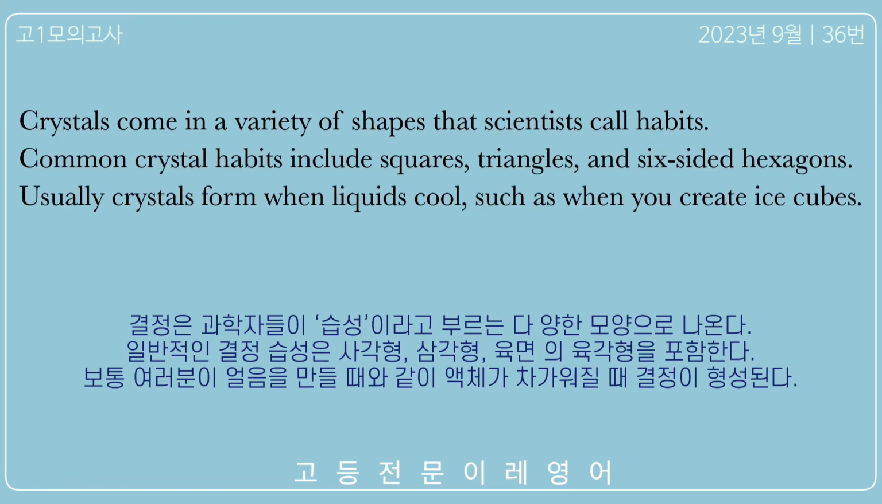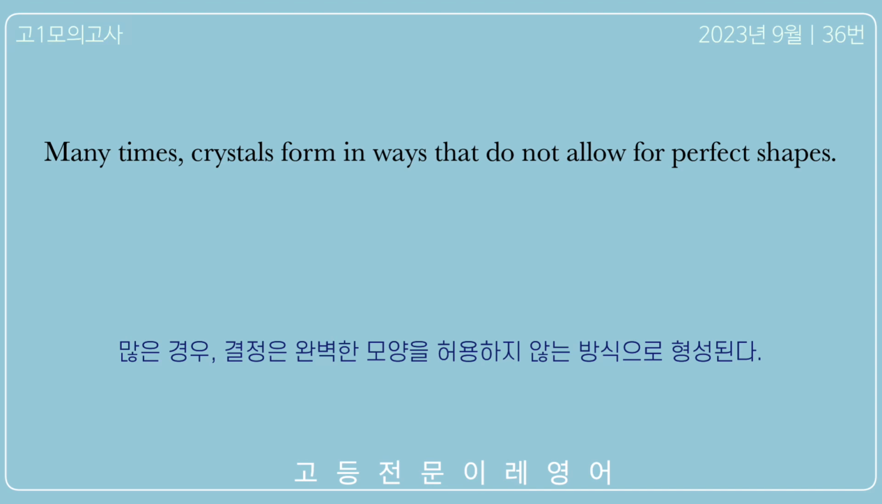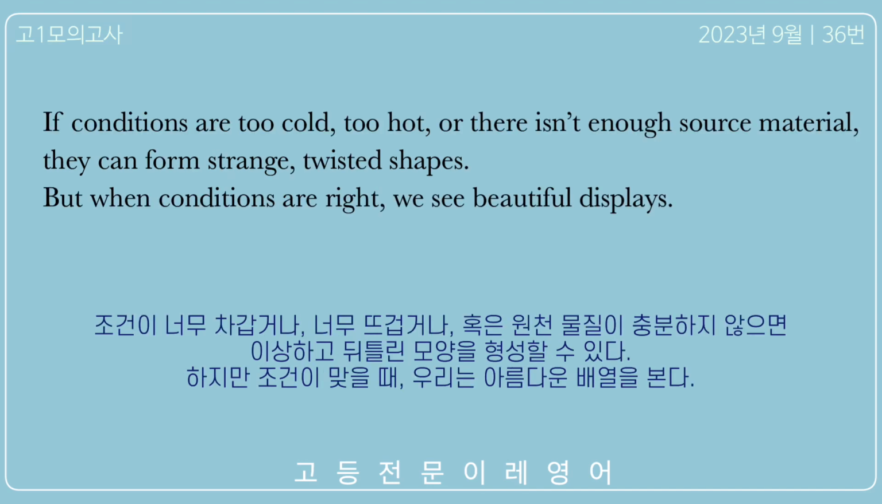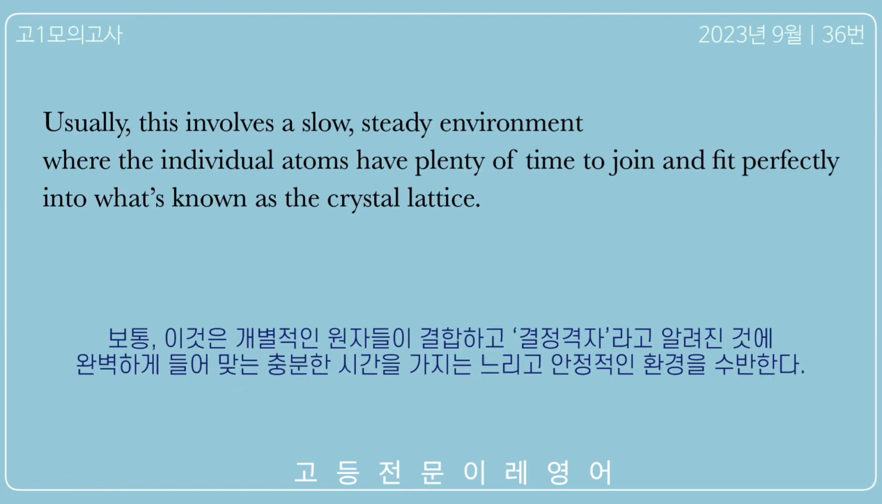Crystals come in a variety of shapes that scientists call habits. Common crystal habits include squares, triangles, and six-sided hexagons. Usually crystals form when liquids cool, such as when you create ice cubes. Many times, crystals form in ways that do not allow for perfect shapes. If conditions are too cold, too hot, or there isn't enough source material, they can form strange, twisted shapes. But when conditions are right, we see beautiful displays.